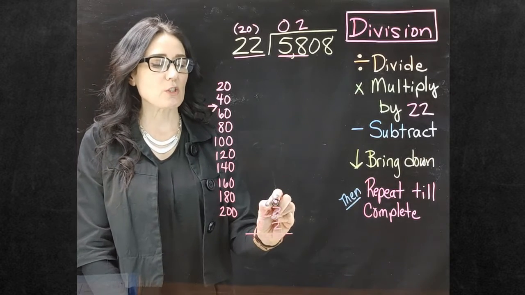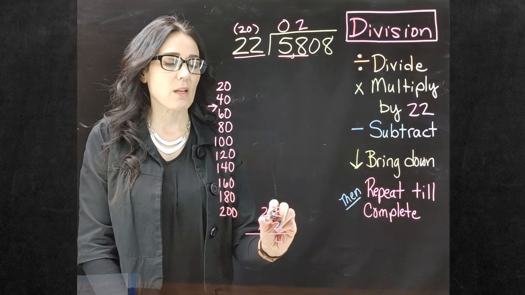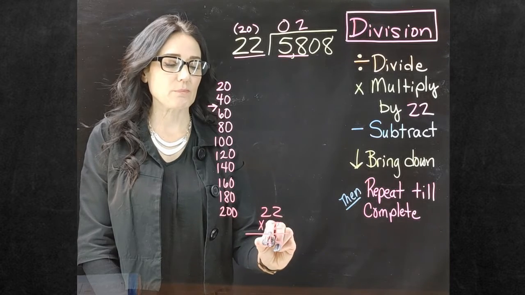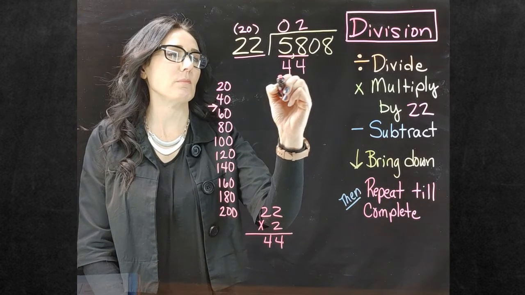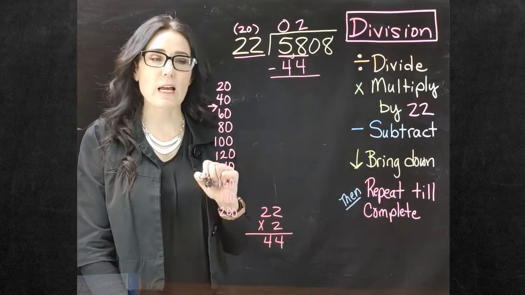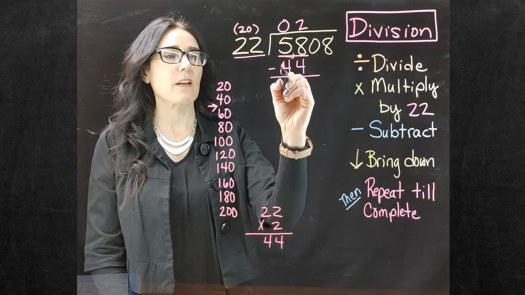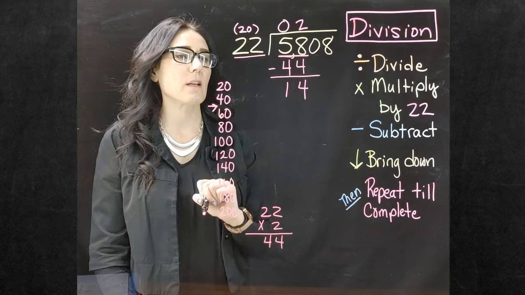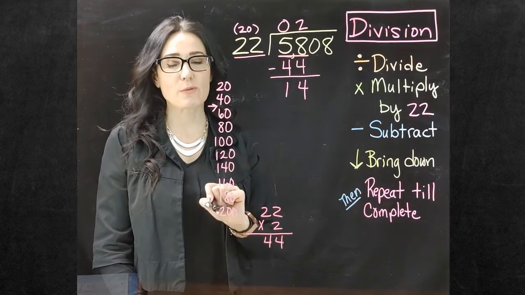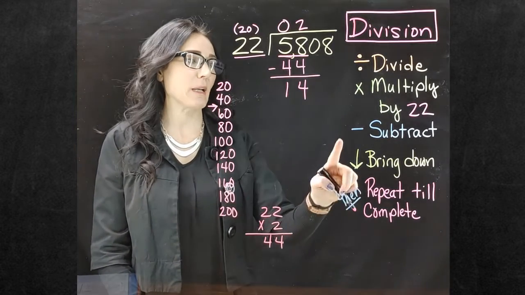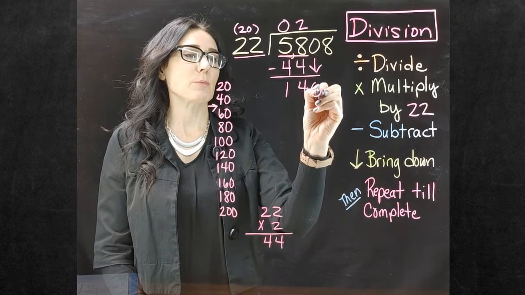So we've got 22 times 2. 2 times 2 is 4, and 2 times 2 is 4. That's going to equal 44, so I'll put that here. Then I'm going to subtract. 8 minus 4 is 4. 5 minus 4 is 1. Now I know I did it correctly because 22 is larger than 14. So my next step is to bring down the next number. That number happens to be a 0.